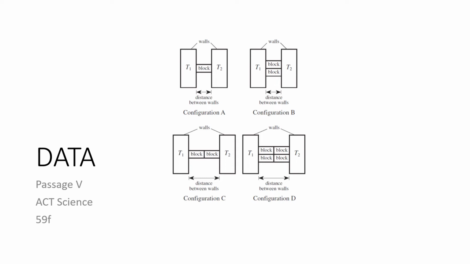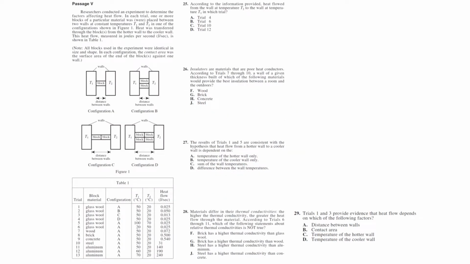Okay, we're covering Passage 5, ACT Science 59F. This is a data passage. And we know it's data because all we see is information, no study 1, study 2, experiment 1, experiment 2, student 1, student 2, just information. Looks like we have a diagram and a table.